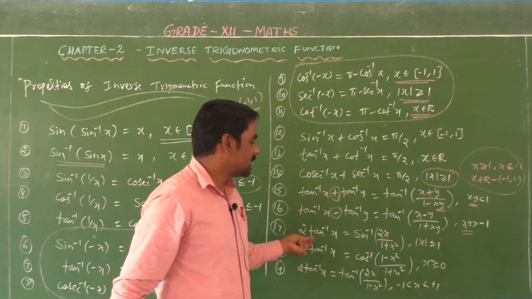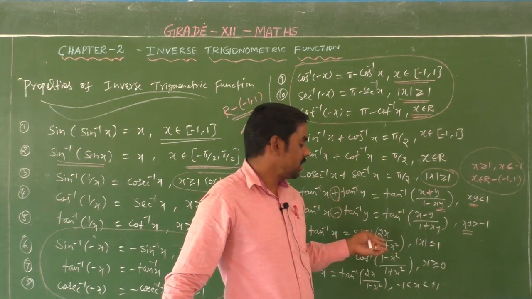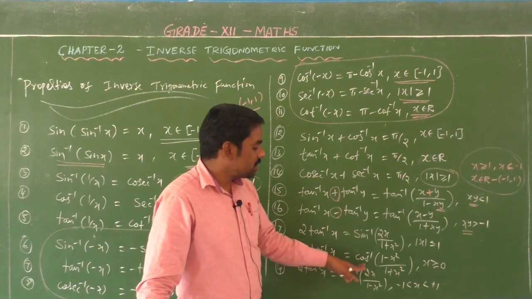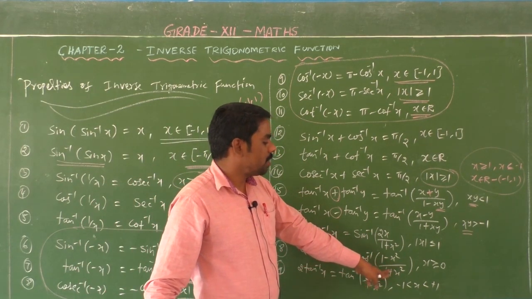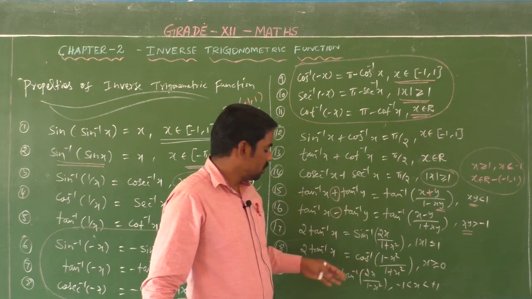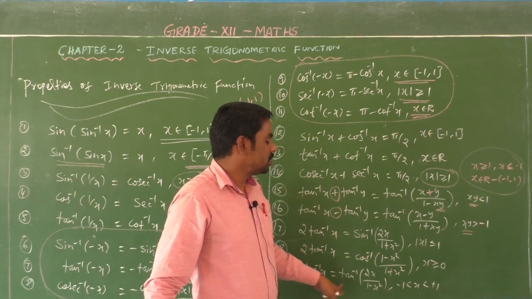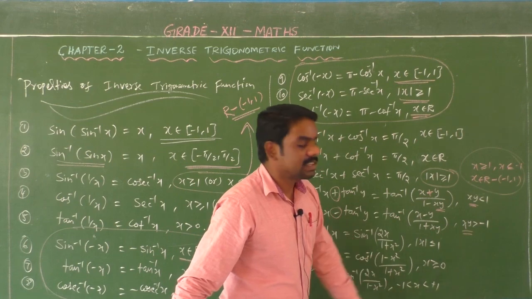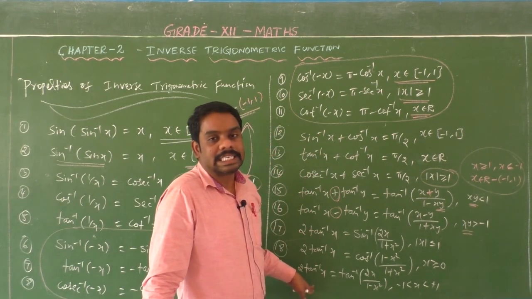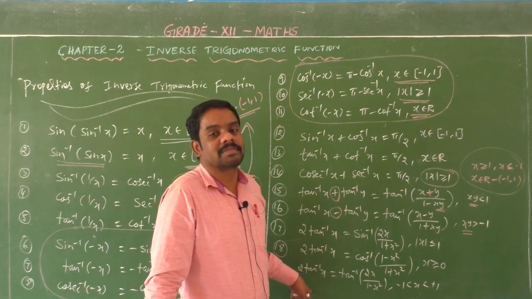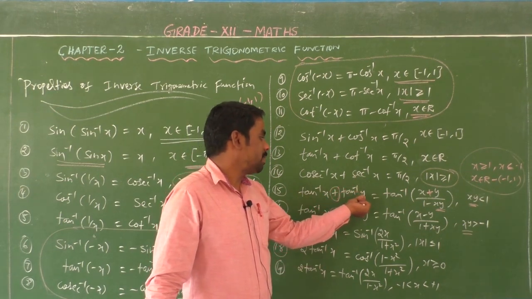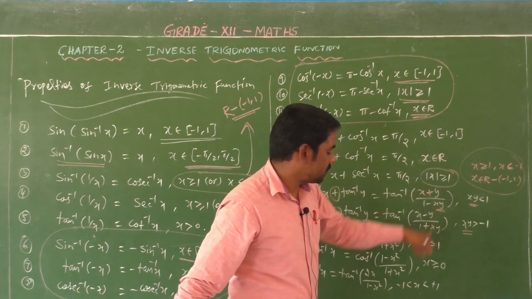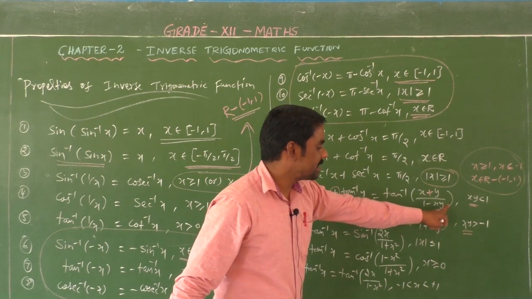So 2 tan inverse x equals sin inverse of 2x by 1 plus x squared, modulus x less than or equal to 1. 2 tan inverse x equals cos inverse of 1 minus x squared by 1 plus x squared, where x is greater than or equal to 0. And 2 tan inverse x equals tan inverse of 2x by 1 minus x squared, where minus 1 is less than x less than 1. This formula is nothing but the tan inverse x plus tan inverse y formula, with y replaced by x: tan inverse x plus tan inverse x equals tan inverse of x plus x, that is 2x, over 1 minus x into x, which is x squared.